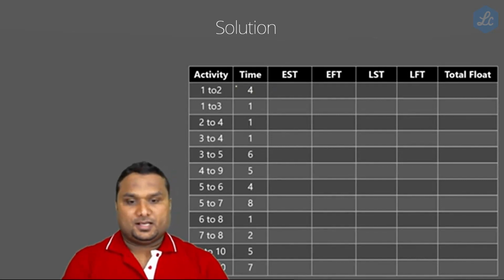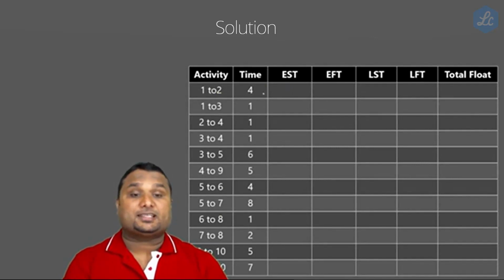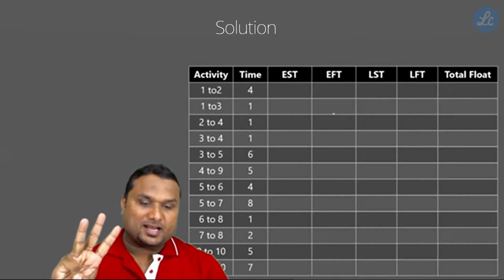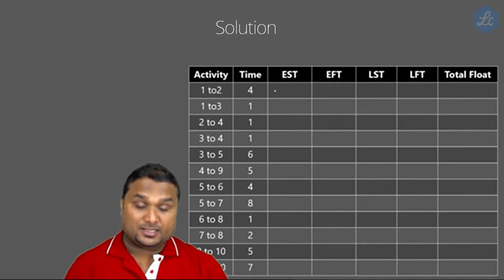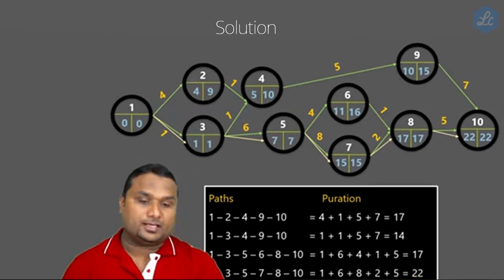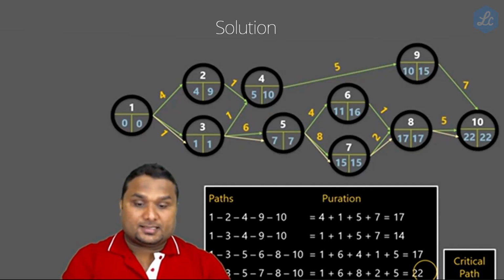Now, for our activities 1 to 2, 1 to 3, the time is already given. Now we are going to find the EST. What is the EST of activity 1 to 2? I will give you only 3 calculations; the remaining you can do by yourself. EST means earliest starting time. What is the earliest starting time of 1 to 2?